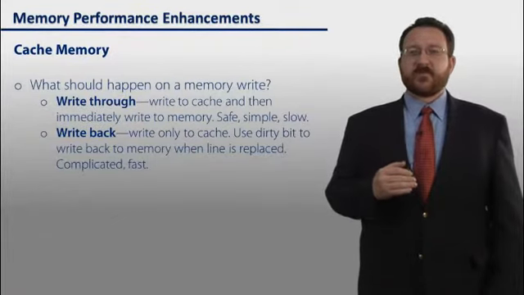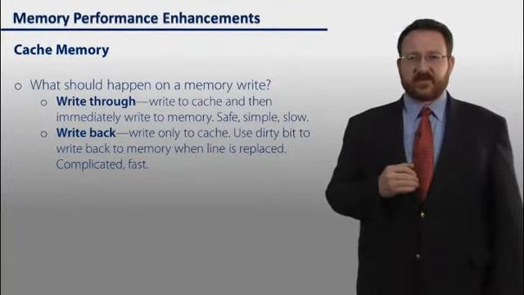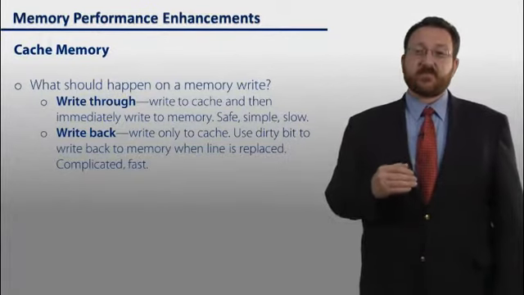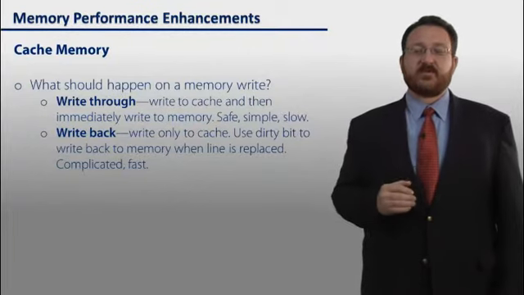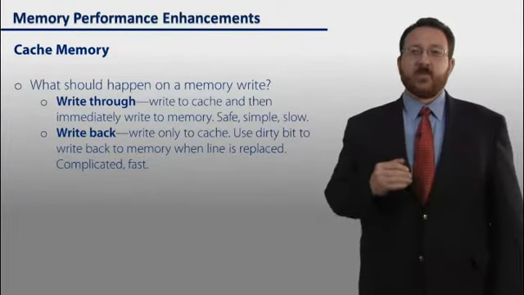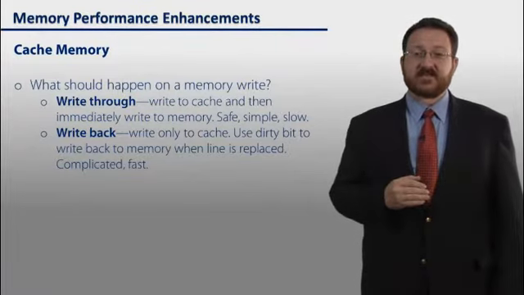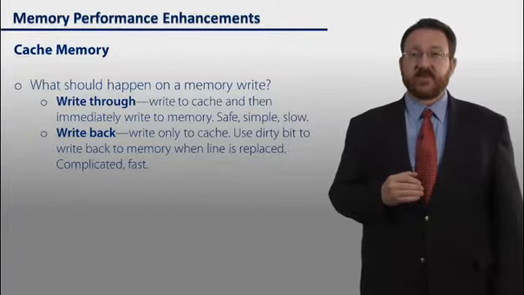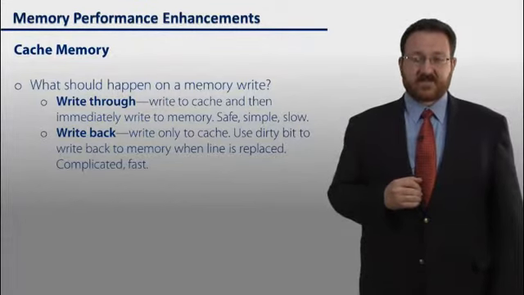What should we do with a memory write? I mentioned this before. We have to keep track of this with a dirty bit. There are two approaches. When we write to memory, we can write through, which is to say that we write to the cache and then immediately put a request in to write to memory, and we wait until the memory write completes before we go on processing. This is very safe because the cache is always in sync with memory. It's very simple, but it's also very slow to wait for that memory access.